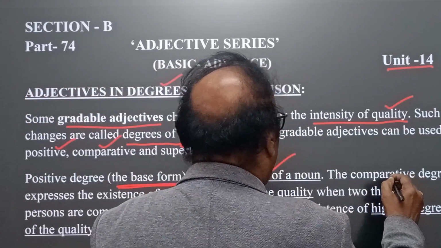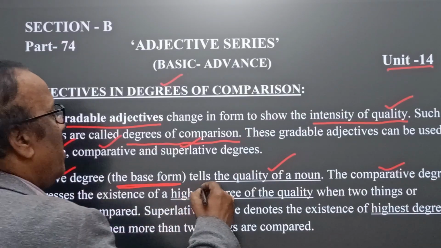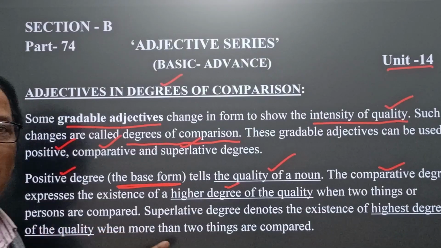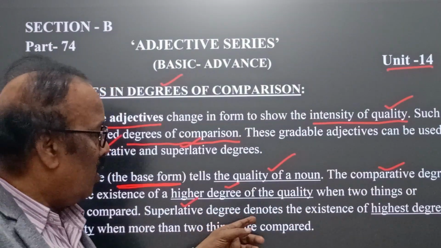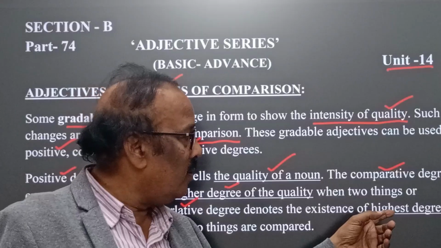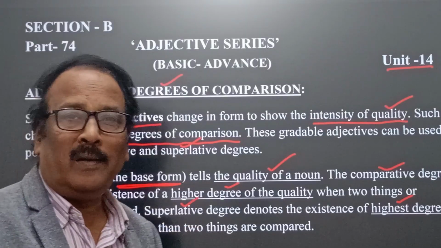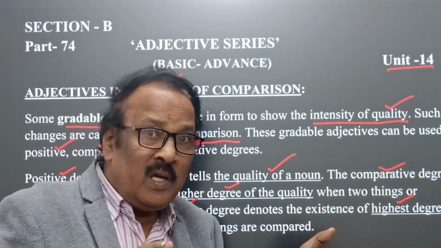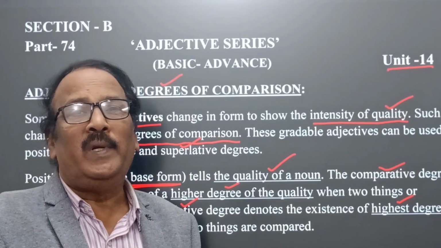The comparative degree expresses the existence of a higher degree of the quality when two things or persons are compared. Yes, this is very much clear. Superlative degree denotes the existence of highest degree of quality when more than two things are compared. Yes, this is the very use of adjective of positive degree, adjective of comparative degree and adjective of superlative degree.